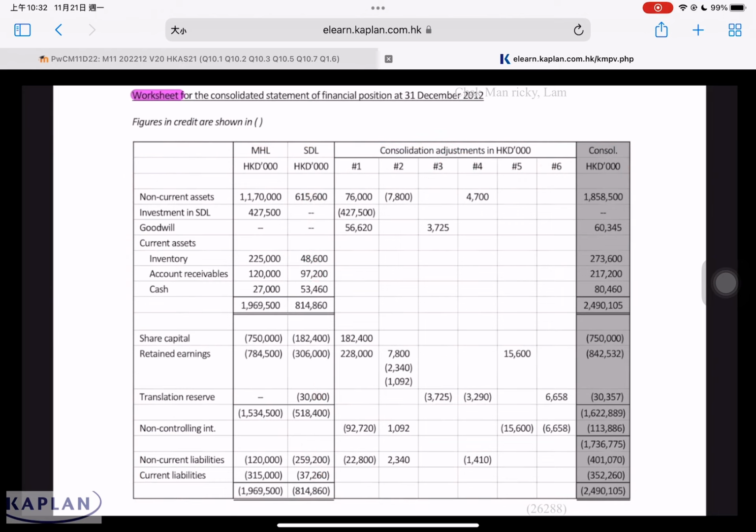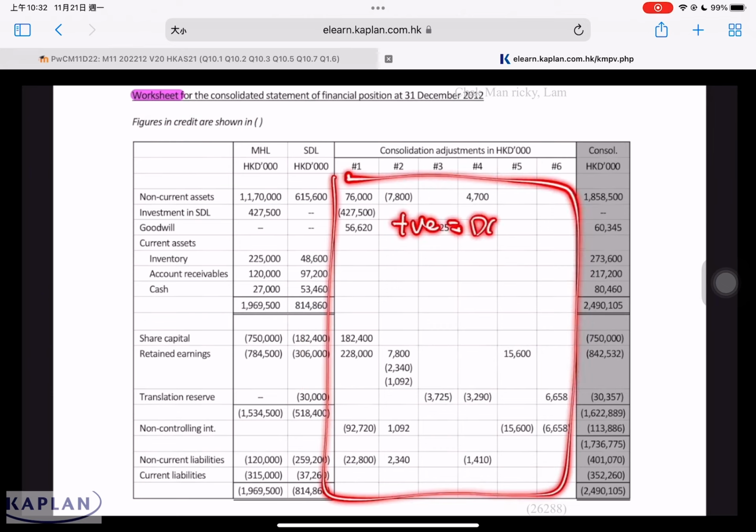Again, please take note that those figures in credit are shown in brackets, for example share capital, retained earnings, translation reserve, liability. Hence, please bear in mind, those in positive represent debit balance or debit entry. Those in negative represent credit balance or credit entry. The MHL column is given in the question or on the template itself normally. But the SDL column is not given.